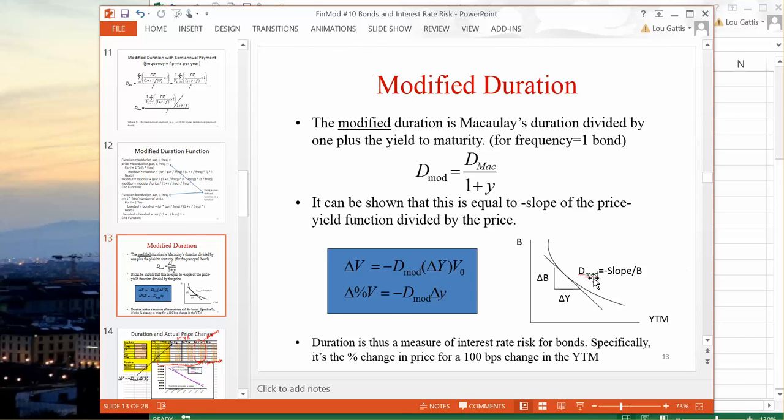A third interpretation of modified duration is the number, say 3.89. That number, 3.89, tells you the estimated percent change for a 100 basis point change in rate, assuming an inverse relationship. So if we're looking for a change in value of a bond for a given change in yield, delta y, we take minus the duration, since it's an inverse relationship, times the change in yield, times the initial value of the bond.